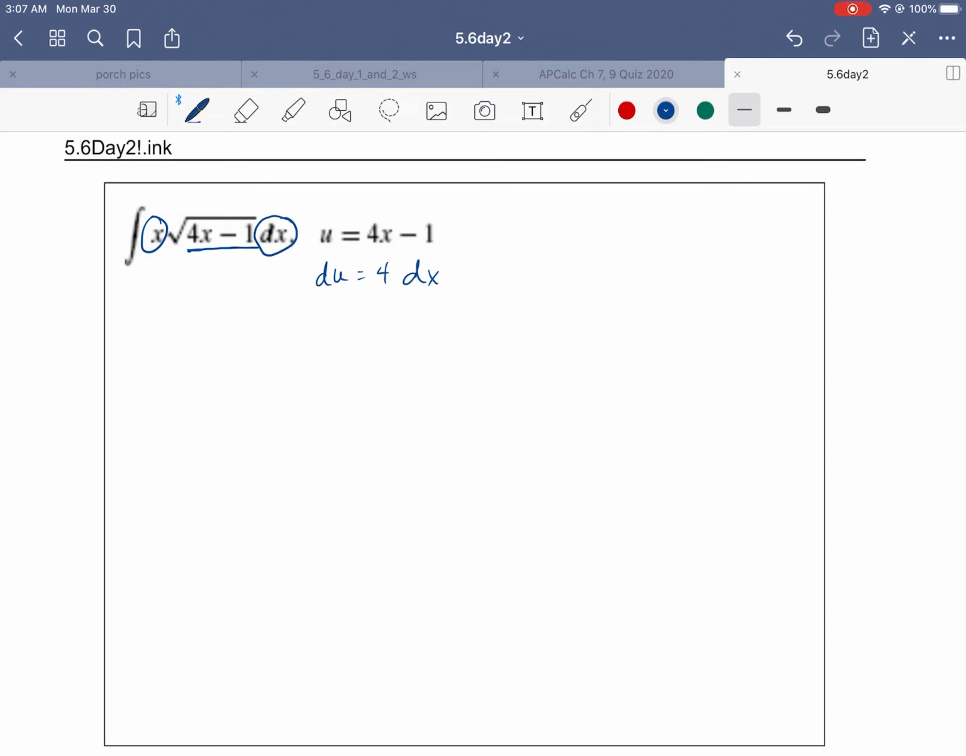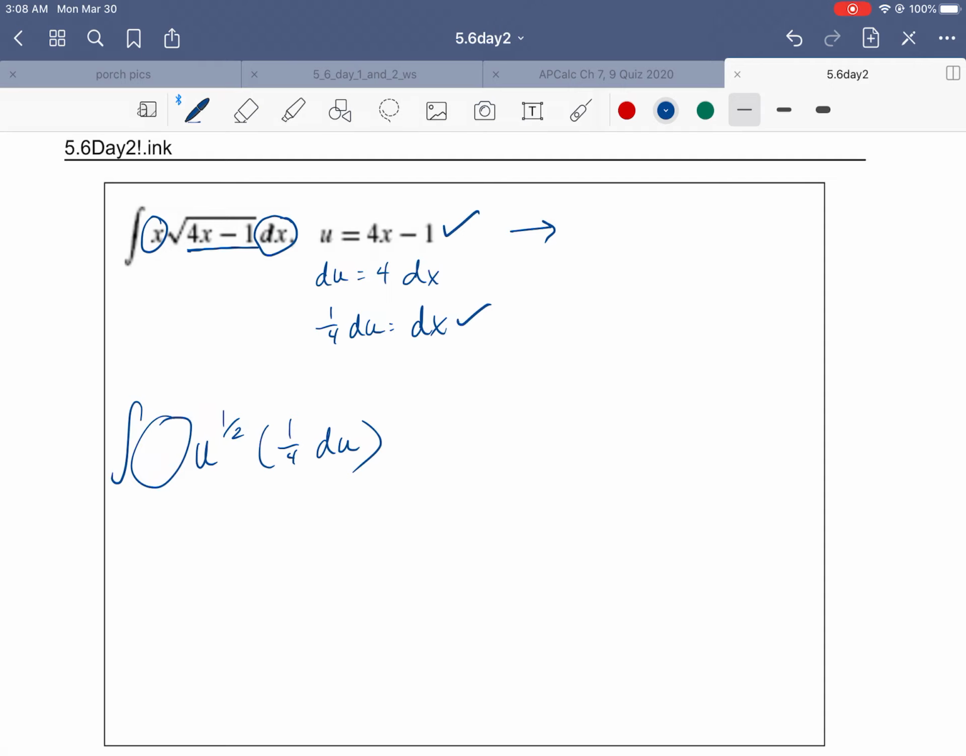This is the third level of substitution method problems. So the first thing I'm going to deal with, well, let me just isolate my dx. So 1/4 du is dx. So we have u, and we have something going in for the dx. So I'll write this as u to the 1/2, and then I'm going to put this as 1/4 du, replacing the dx. But what do I put here for the x term?